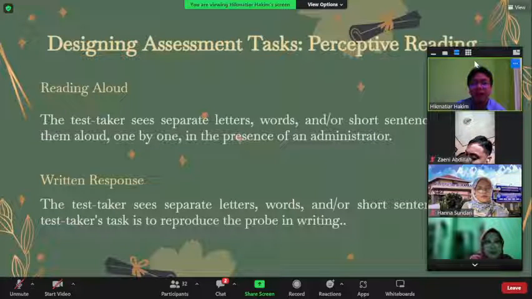Now for the perceptive reading. Actually, it's a simple one. For the first one, reading aloud. So the teacher.